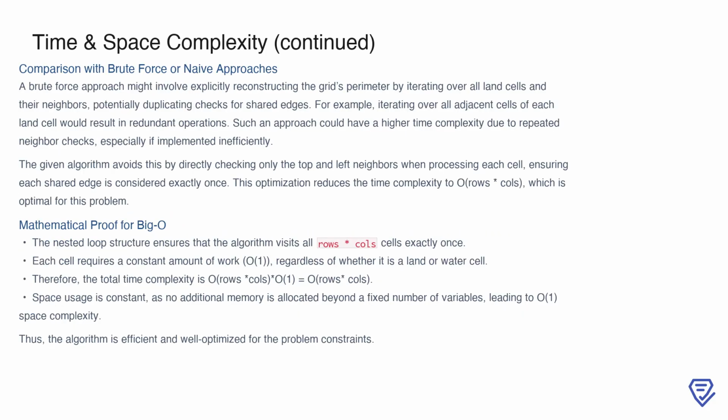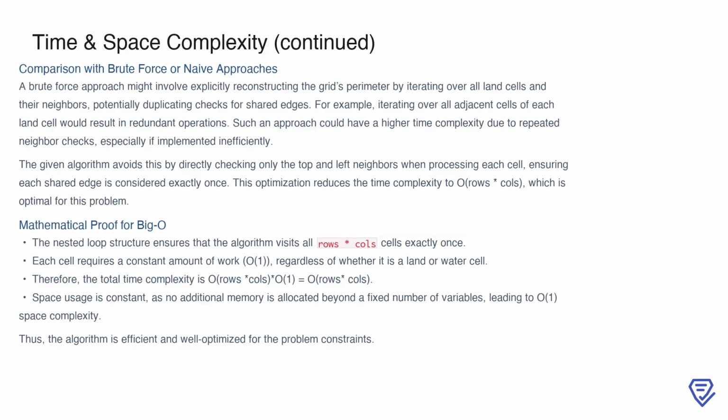Now, let's compare this optimized algorithm with a brute force or naive approach. A brute force method might involve iterating over all land cells and their neighbors multiple times, redundantly checking shared edges between adjacent cells. This inefficiency could lead to a higher time complexity, especially if the implementation doesn't account for avoiding repeated neighbor checks. In contrast, the given algorithm optimizes this process by checking only the top and left neighbors of each cell. By doing so, it ensures that each shared edge is accounted for only once, avoiding unnecessary duplication. This optimization results in a time complexity of O(rows * cols), which is optimal for this problem.